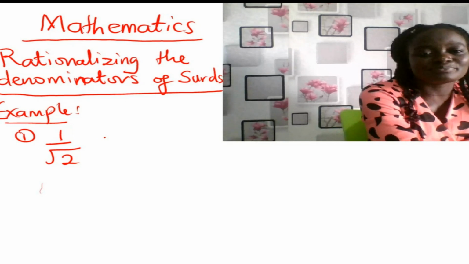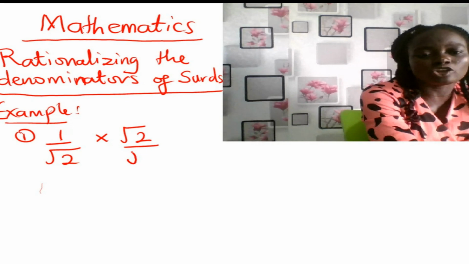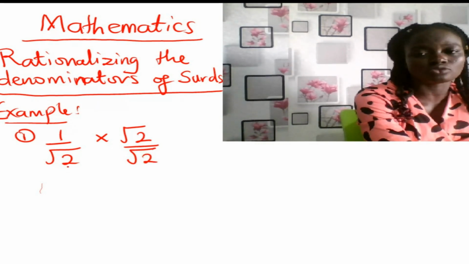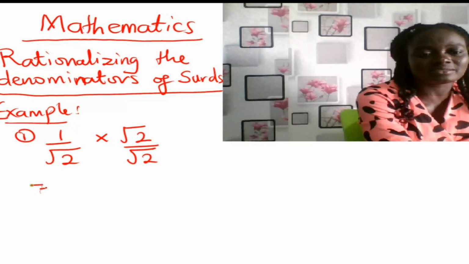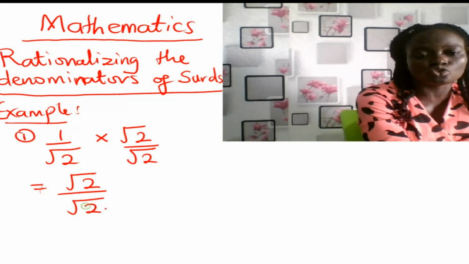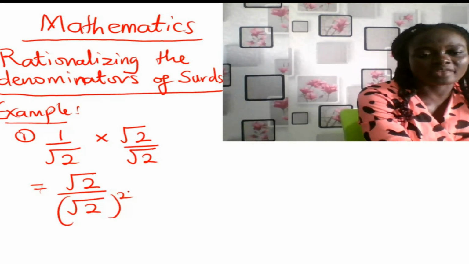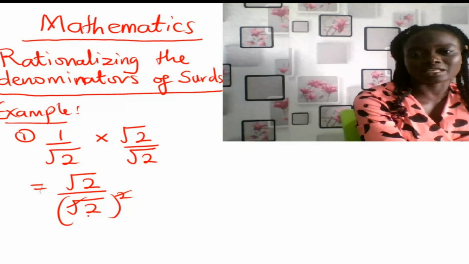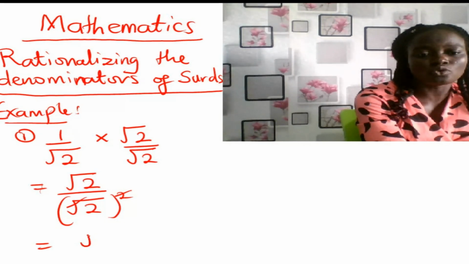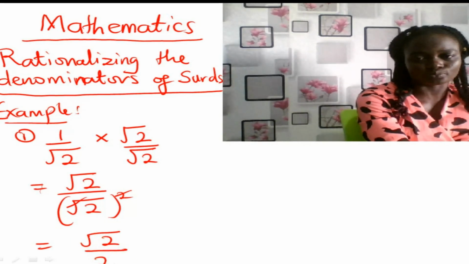We rationalize this by multiplying both the numerator and the denominator by the denominator of your question, that is root 2. So this will give us 1 times root 2 will give us root 2 over root 2 times root 2 will give us root 2 all squared, so that the square cancels out the square root sign. So this will give us the final answer as root 2 over 2.